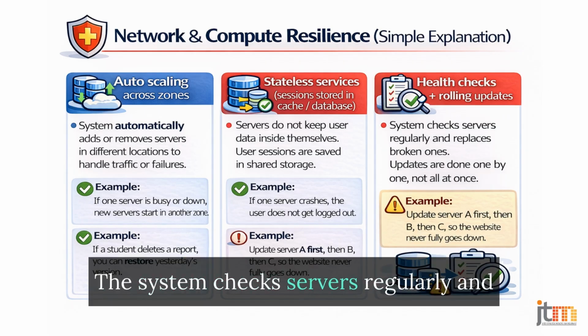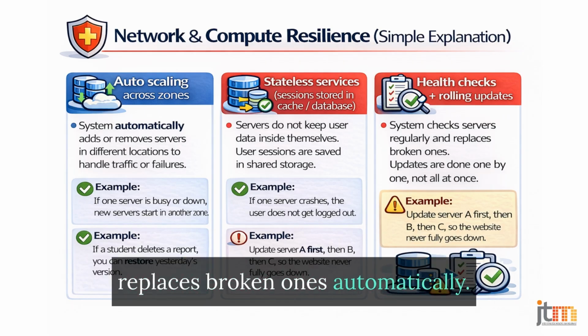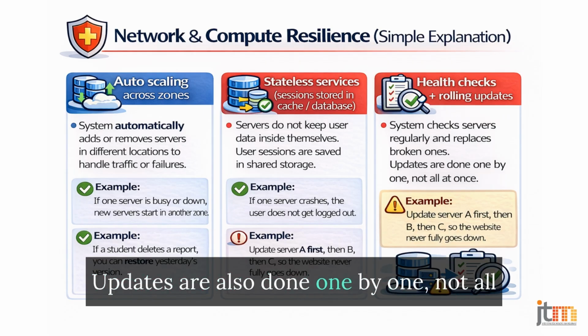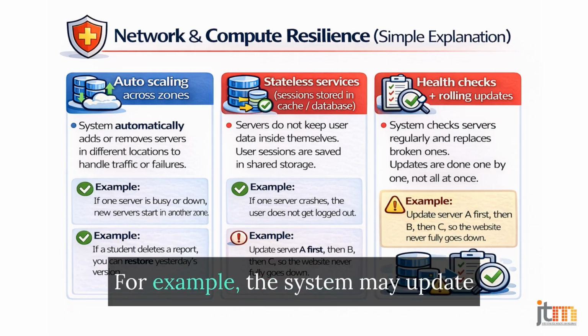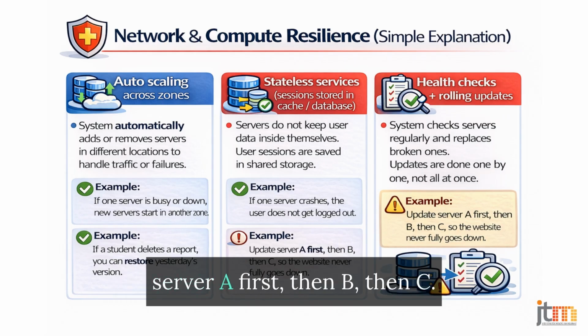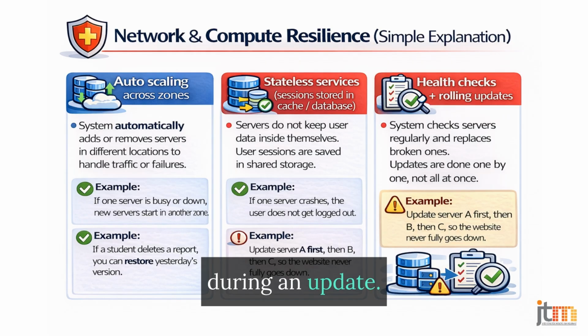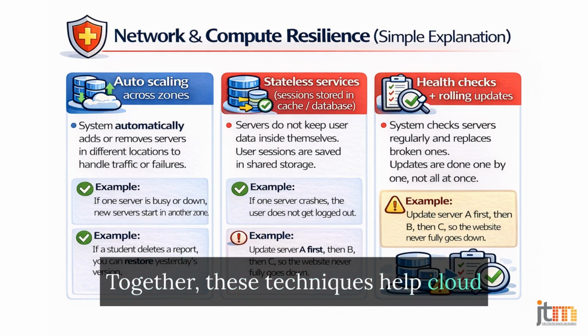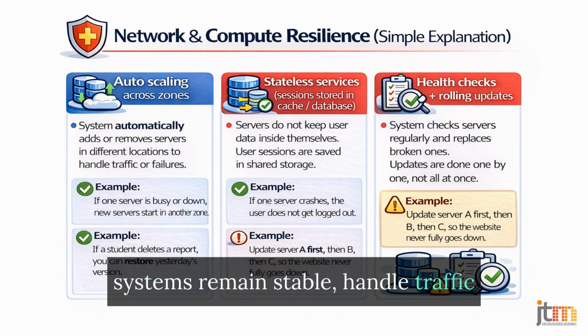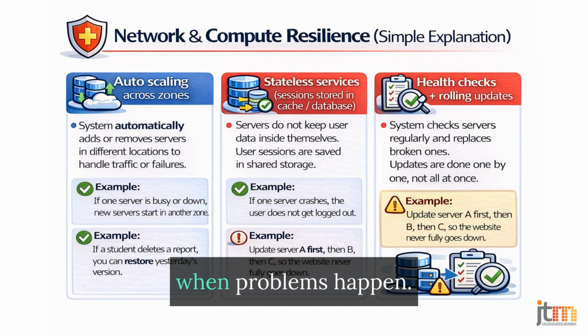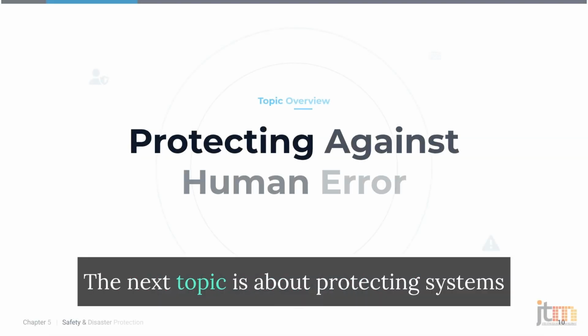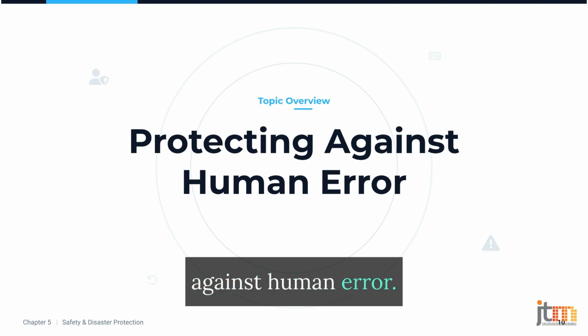The system checks servers regularly and replaces broken ones automatically. Updates are also done one by one, not all at once. For example, the system may update server A first, then B, then C, so the website never fully goes down during an update. Together, these techniques help cloud systems remain stable, handle traffic smoothly, and continue running even when problems happen. The next topic is about protecting systems against human error.